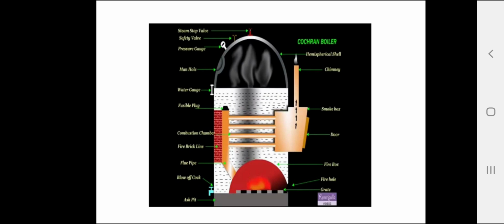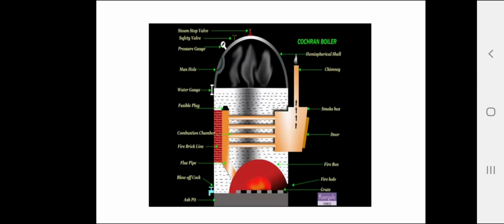The shape is a hemispherical crown, which gives maximum strength to withstand the steam pressure inside the boiler. The outer diameter of the tubes is 6.25 centimeter by 165 centimeter. Any type of fuel can be used for combustion. A manhole at the top of the crown shaped shell is provided for cleaning. It gives 70% thermal efficiency with coal firing and 75% with oil firing.